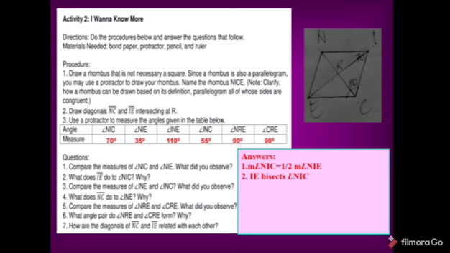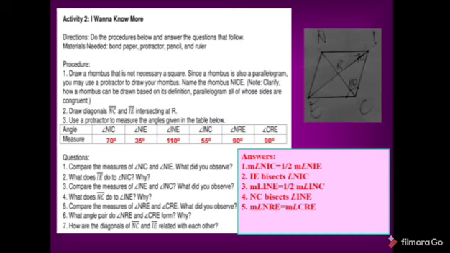Now, number 3. Compare the measures of angle INE and angle INC. What did you observe? You're right. The measure of angle INE is just 1/2 of the measure of angle INC. What does NC do to angle INC? Why? NC bisects angle INC. Now, question number 5. Compare the measures of angle NRE and angle CRE. What did you observe?